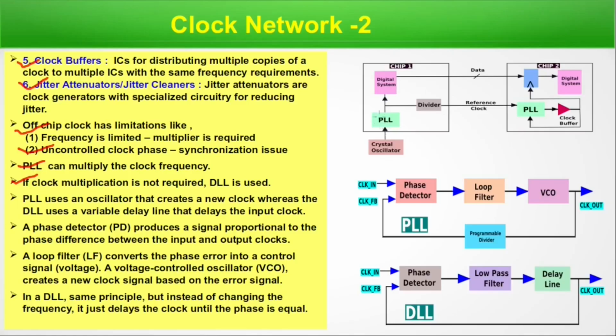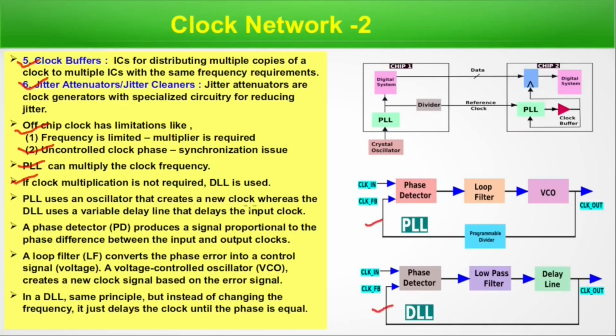So, this diagram is crystal oscillator, it's going to chip 1, PLL, digital system. Now, there is another chip. The main frequency is coming from this crystal oscillator and that is fed to one chip, then to another chip. Now, these 2 diagrams, one is for PLL, this is of DLL.